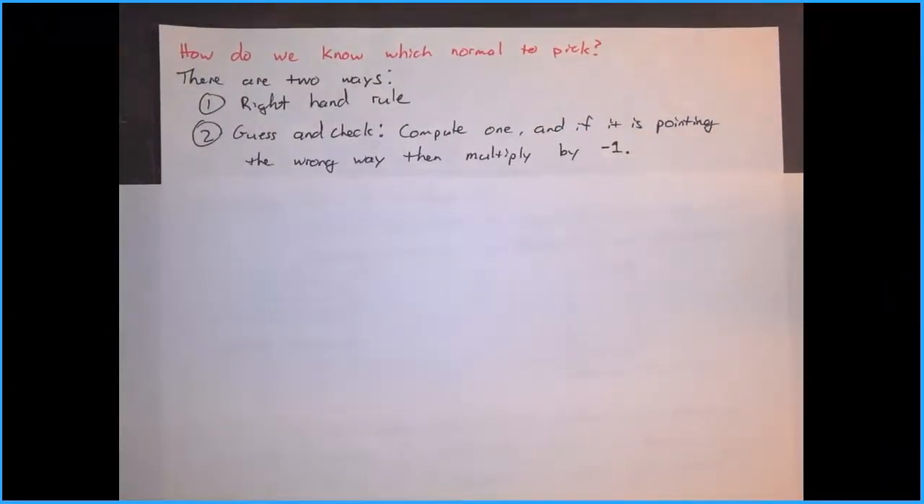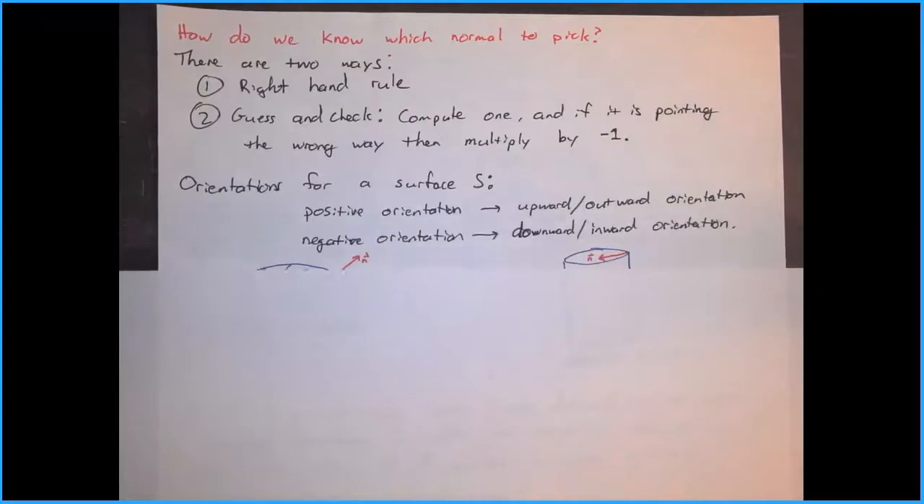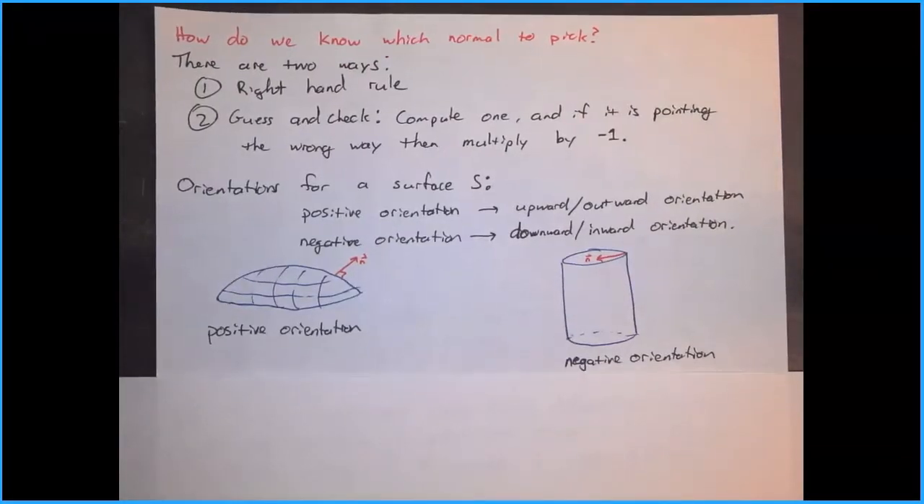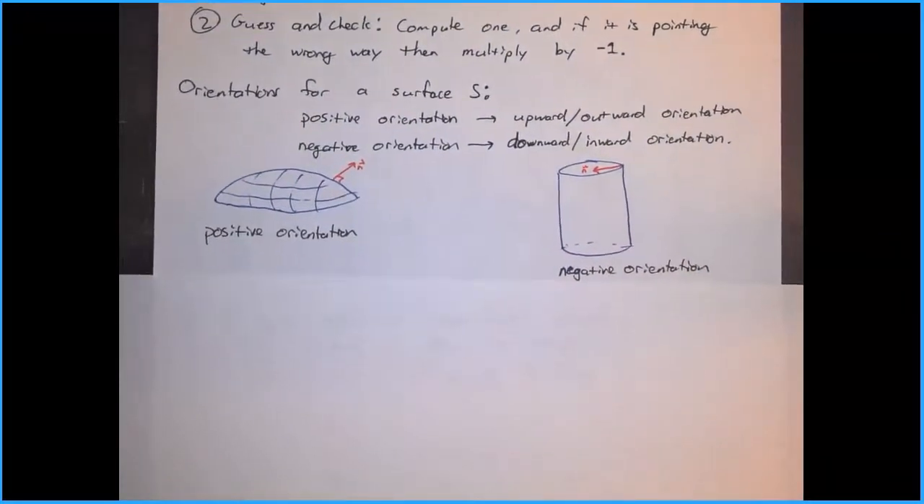The other way is to guess and check. There are only two possibilities. So you compute one of them, and then check and see if that's the correct normal by plugging in a point. If it's the wrong normal, then you just multiply by -1, and you have the right one. So we have two possible orientations for a surface, and these two orientations have names, a positive or a negative orientation. Just like for closed curves, we had positive or negative orientations. We have the same thing for surfaces.